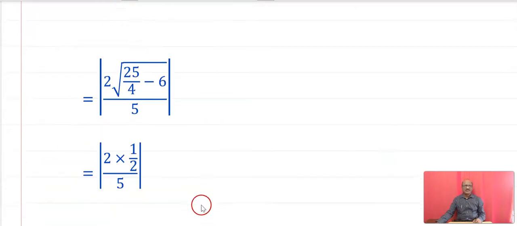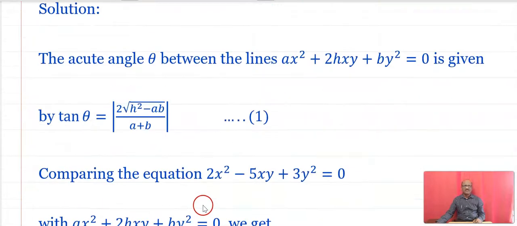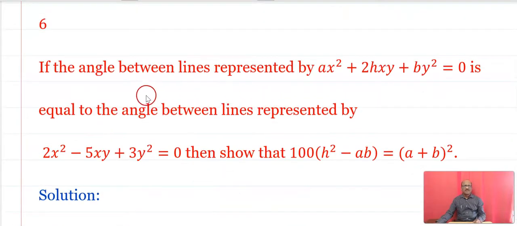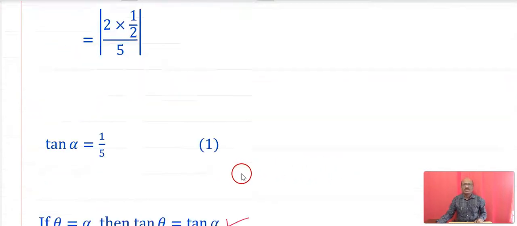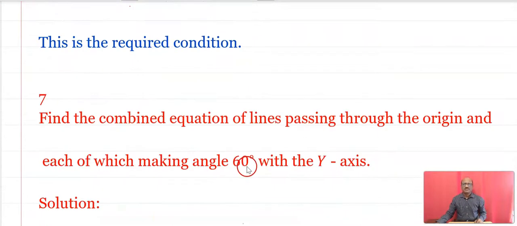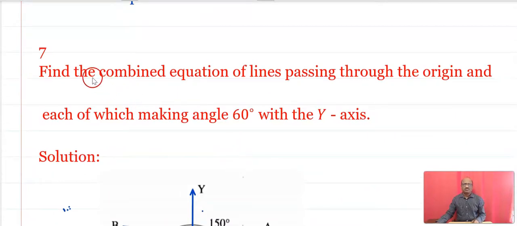And hence, this is a very interesting question. That is, if the angles between the lines represented by ax square plus 2hxy plus by square is equal to the angles between, then show that. Okay, you can make the practice. Now, next question.